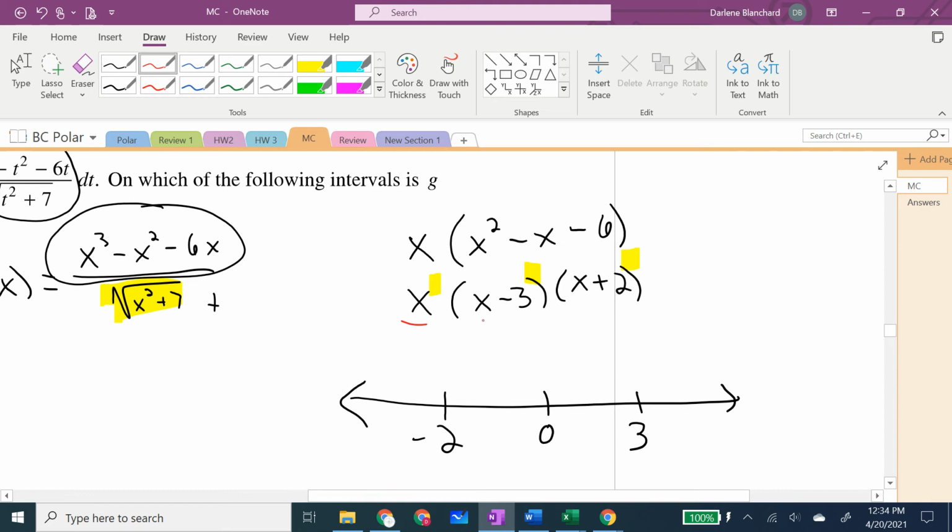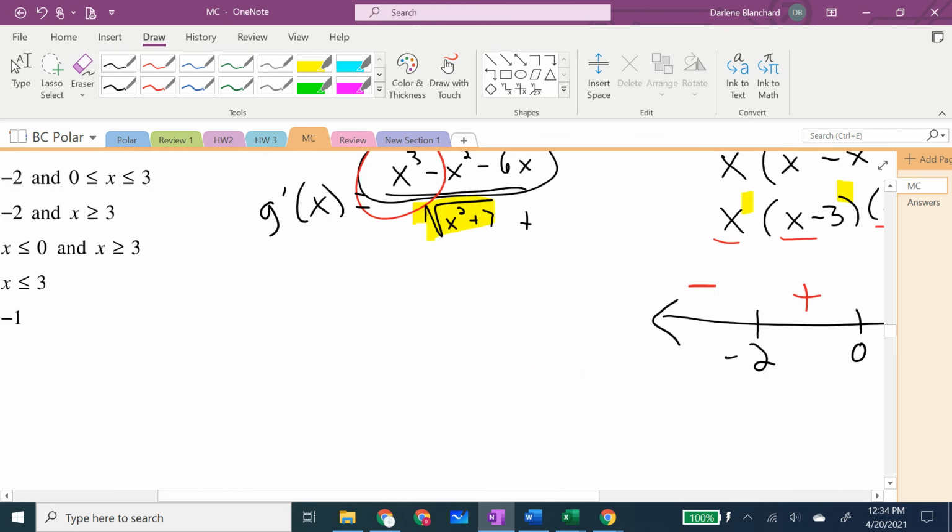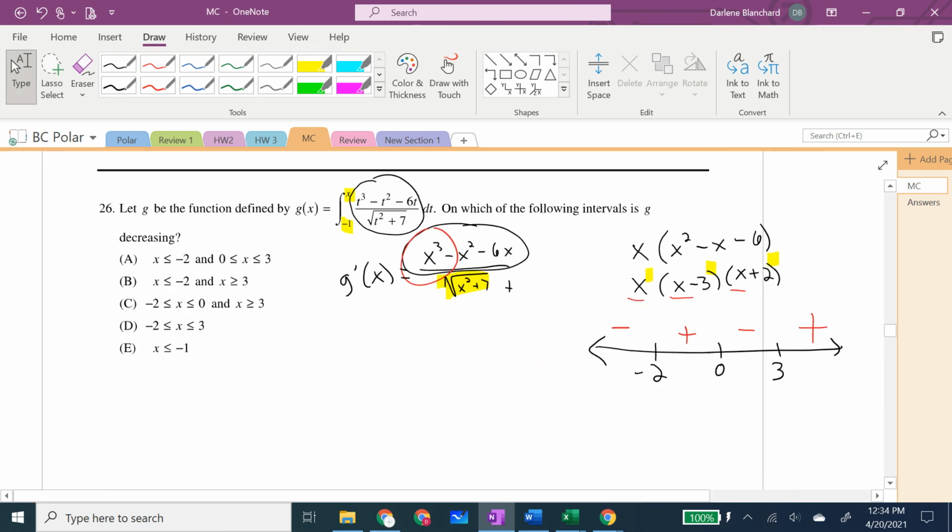I'm looking at the fact that this leading coefficient is positive, and then boop badoo badoo badoo, and I've got an answer of less than negative 2, and then between 0 and 3.